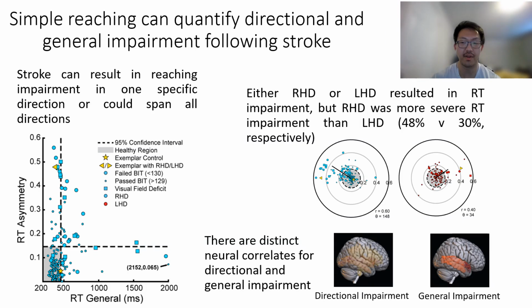To summarize, we found that individuals with stroke can exhibit asymmetrical reaction time, general reaction time impairment, or a combination of the two. Reaction time impairment is evident after both left hemisphere damage and right hemisphere damage, but is more severe after left hemisphere damage. And we also found distinct correlates for directional and general reaching impairment.